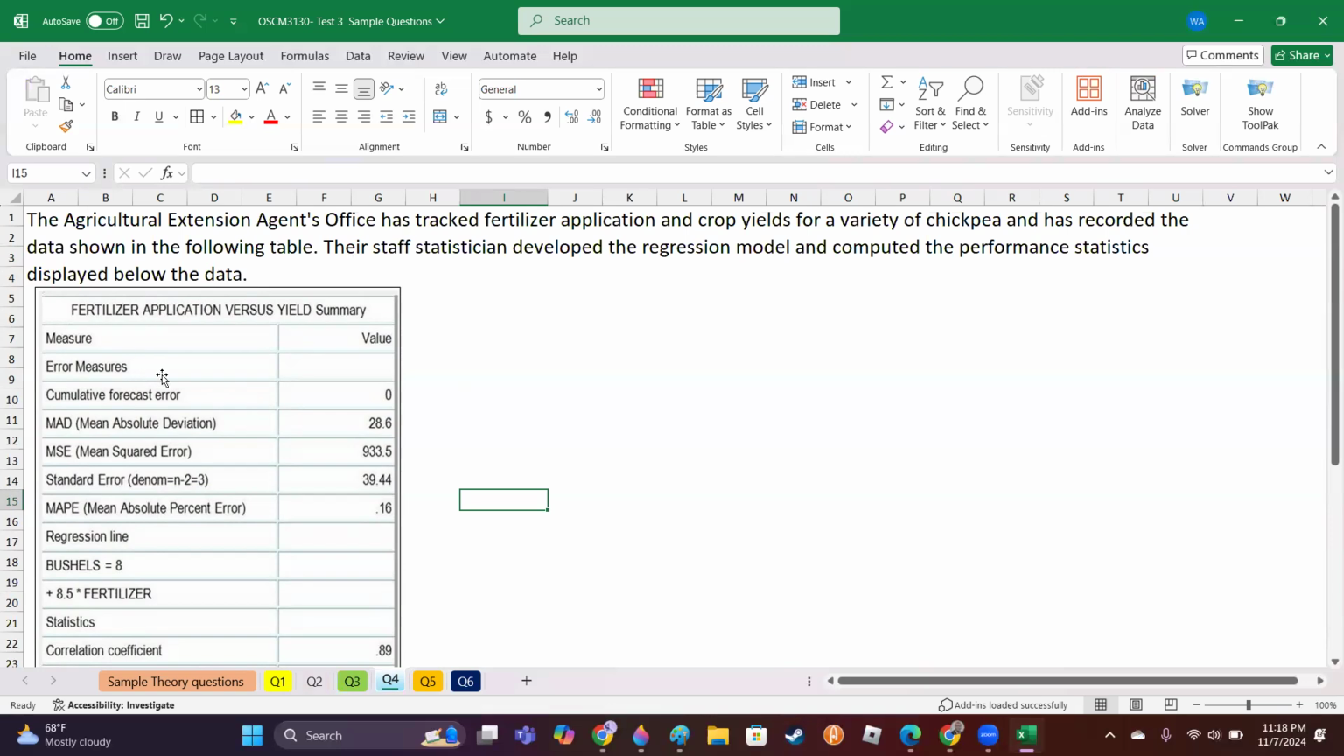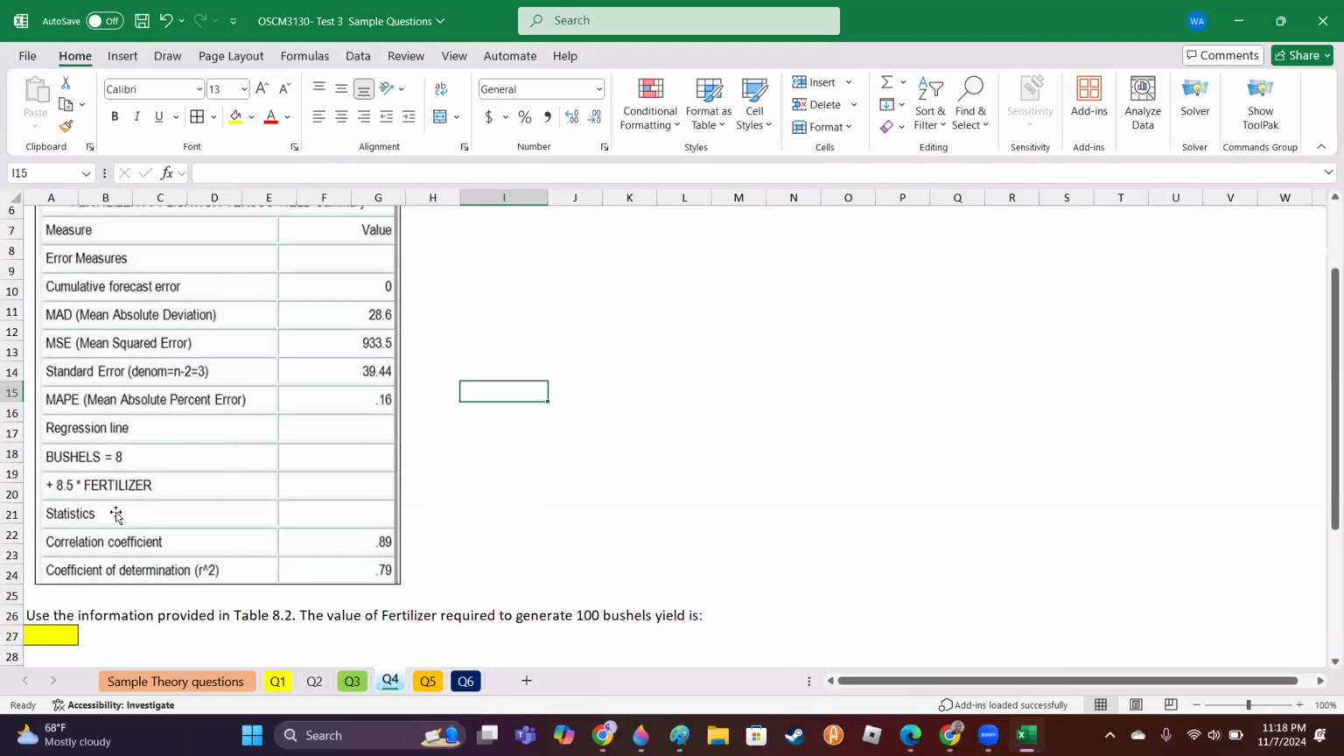Okay, so here we have the cumulative forecast error, which is your measure of bias. You have the mean absolute deviation at 28.6, the mean squared error, the standard deviation or the standard error, mean absolute percentage error. Okay, so with all that information, you're also given some information down here on the regression line, which is basically your equation of the line, your y equals mx plus b, right? So here you need to know your slope, you need to know your y-intercept. That's provided to you in this section here, okay?